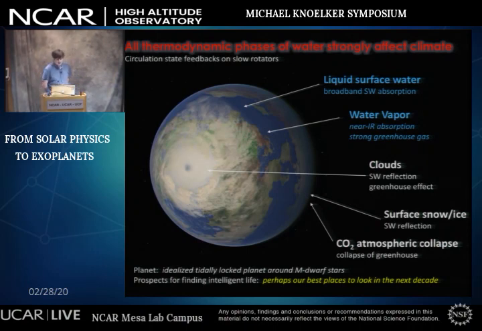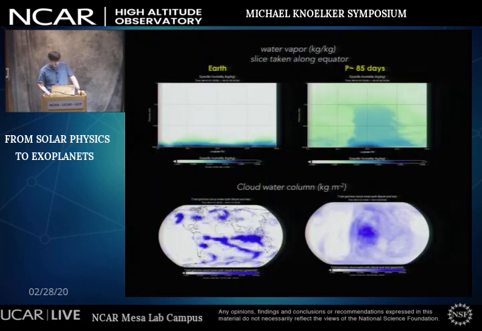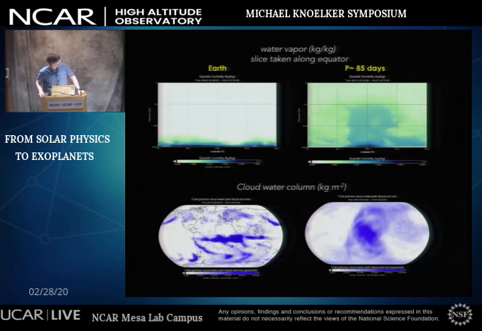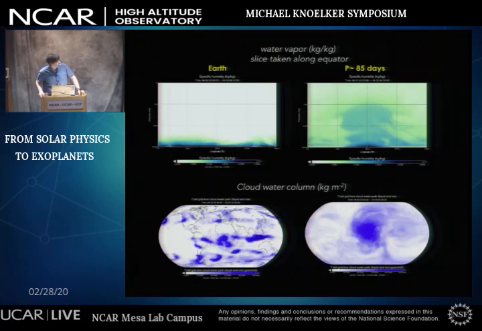Snow and CO2 condensation would generally occur on the night side, so the effect on the albedo from snow and ice is perhaps more limited than you would see for a rapidly rotating planet. The clouds, though, have an outsized importance. So this is a couple movies just comparing between the Earth and then a slow rotating planet.